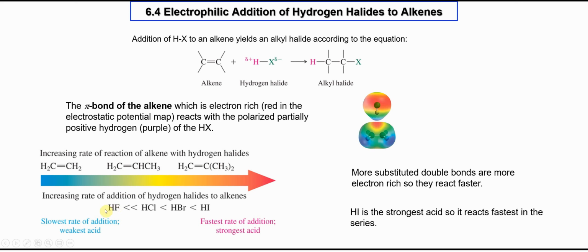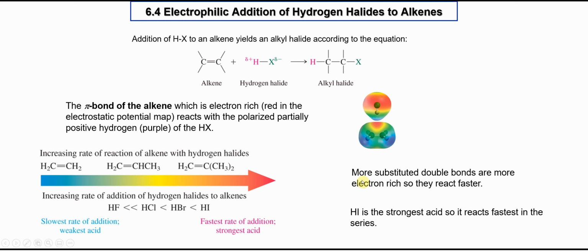If you have HF, hydrogen fluoride, hydrogen chloride, hydrogen bromide, or hydrogen iodide, iodide is a good leaving group. Therefore, the reaction rate will be lowest for hydrogen fluoride, which is much weaker, followed by hydrogen chloride and hydrogen bromide, and hydrogen iodide has the highest reaction rate.